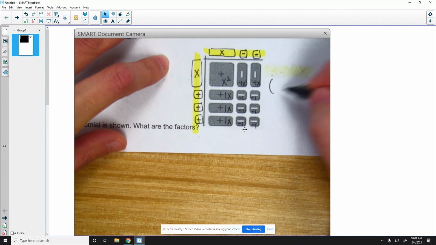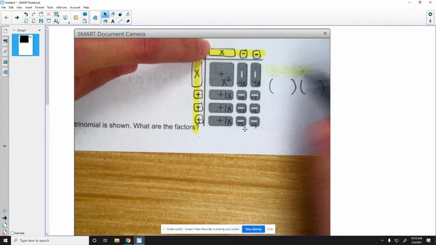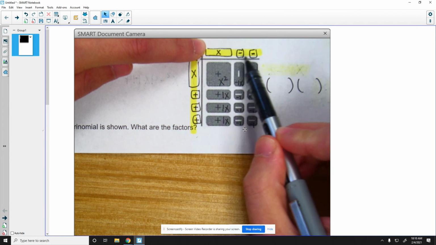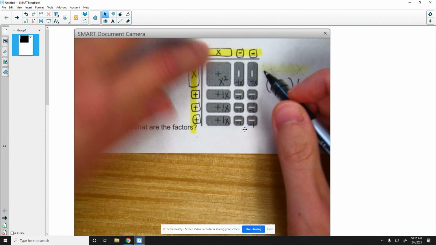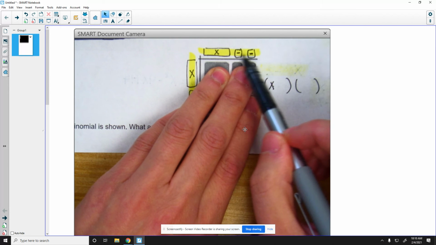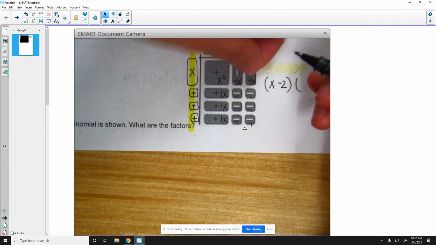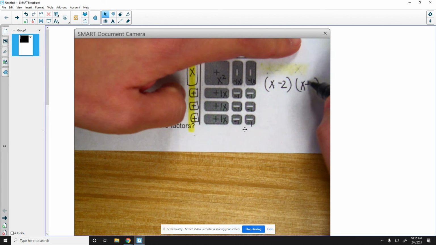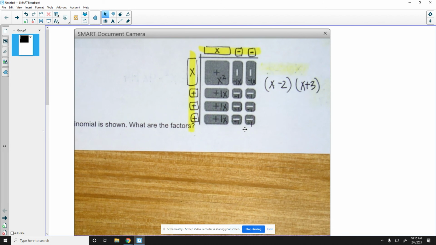Okay, so let's write this question then. So on top, this would be, not x squared, just x minus 2. And then on the side, it would be x plus 3. Okay.